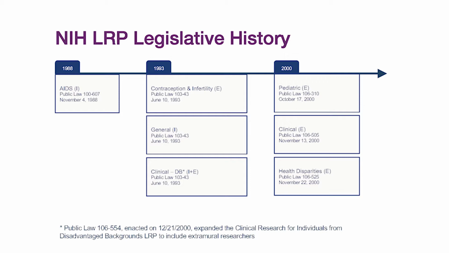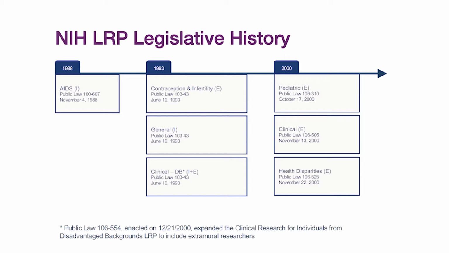This program was intramural only, and it was followed in 1993 by an expansion of the program to a general LRP for intramural scholars at the NIH, as well as an intramural and extramural loan repayment program for clinical researchers from disadvantaged backgrounds, and an extramural program for researchers conducting research in contraception and infertility, followed by an extramural program only focused on contraception and infertility.